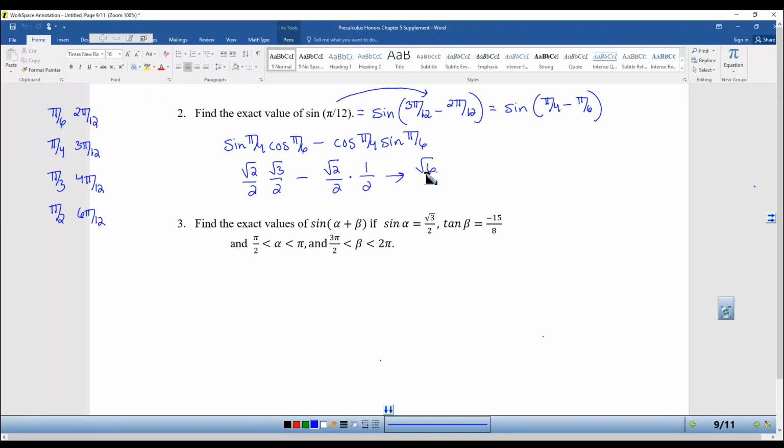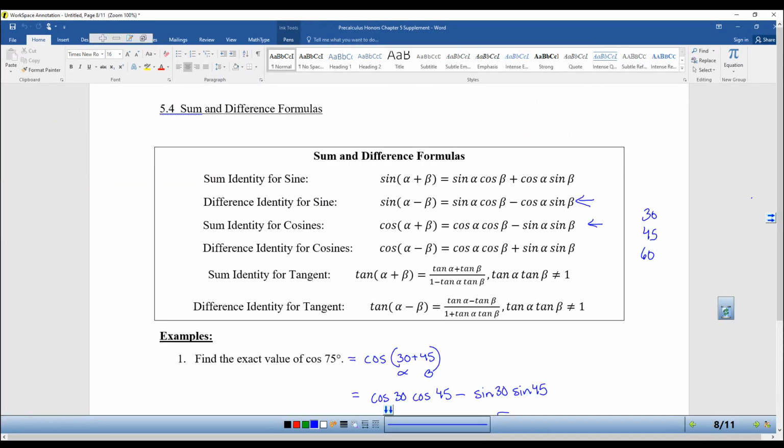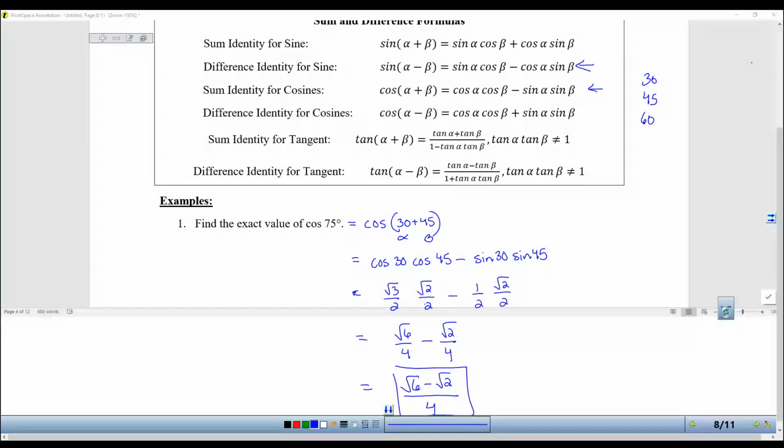That gives us the square root of 6 over 4 minus the square root of 2 over 4, which since they have a common denominator, you want to write them together. You could write it as this. And somebody might be thinking, hey, didn't we just get that answer a minute ago? How many problems could there be that have that exact same answer?